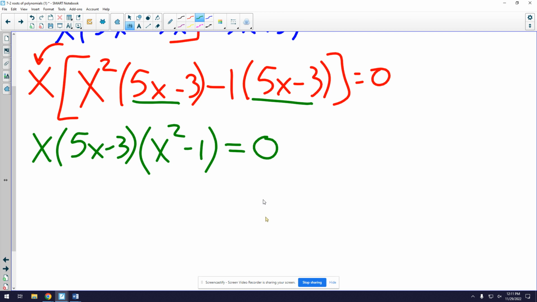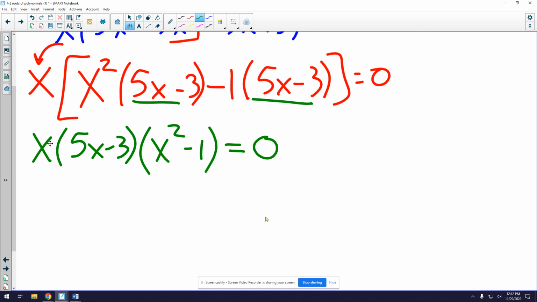Now, I will tell you, you're not officially done factoring. Your x squared minus 1 can factor some more, but I'm also going to show you how from here, with a difference of squares, because this is quadratic, you can stop. If it was cubic, you cannot stop. You have to continue. But with it being quadratic, we can be done.